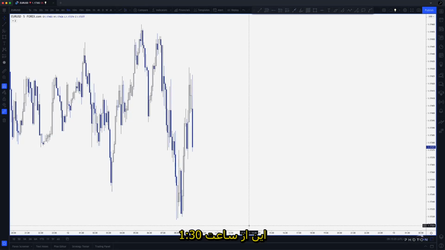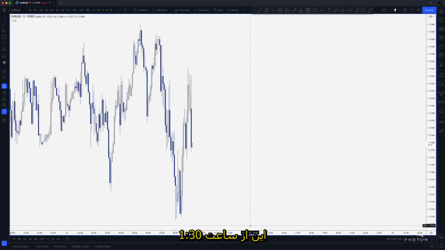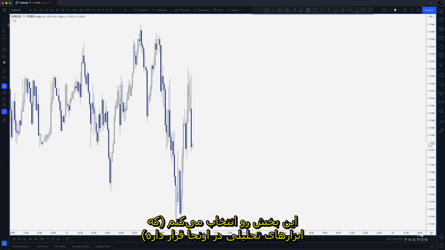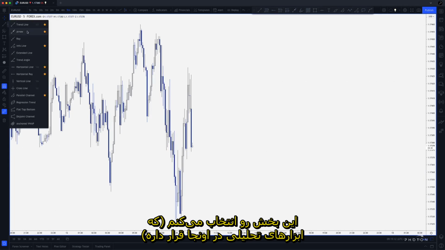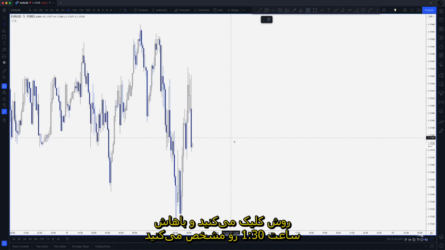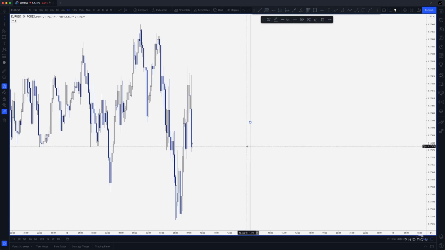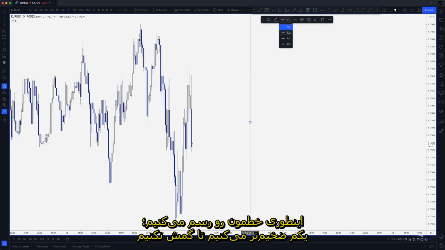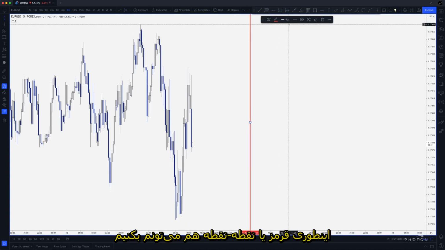So if you just move the mouse to there, right, 1:30, what I would do is go up here where they have trend lines on these line tools, go down to vertical line, and save that to your favorites toolbar. Then click that and sync it up with where 1:30 is, so boom, you've got a line there. Maybe make it a bit thicker just so you don't miss it, and maybe make it red, and so on and so forth.